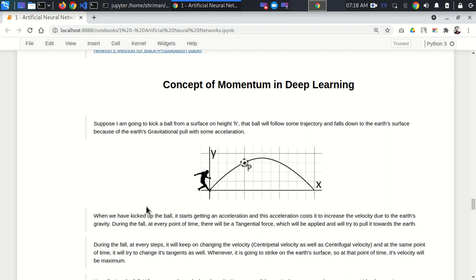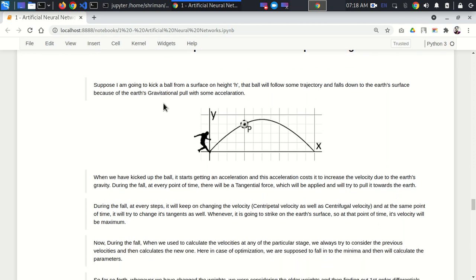Okay, fine, try to focus. Suppose I am going to kick a ball from a surface on a height edge, right? We are standing here, maybe over the ground, or maybe on a height edge, and we are trying to kick a ball. That ball will follow some kind of trajectory and fall down to the earth's surface. It goes upward in this case, and then it will come down because of the earth's gravitational pull with some acceleration, right?